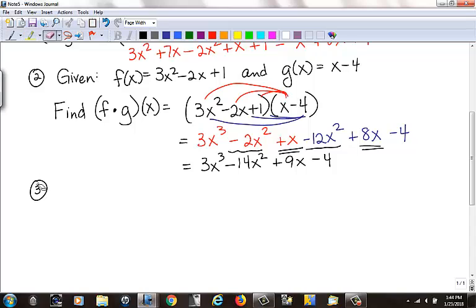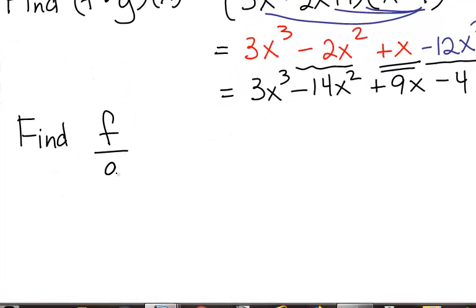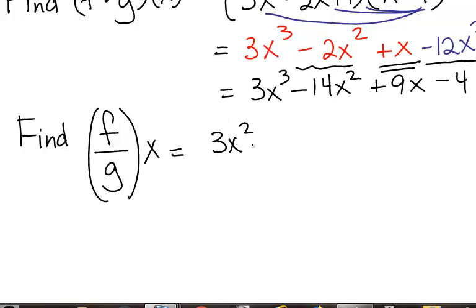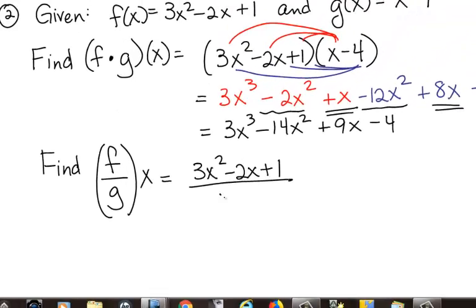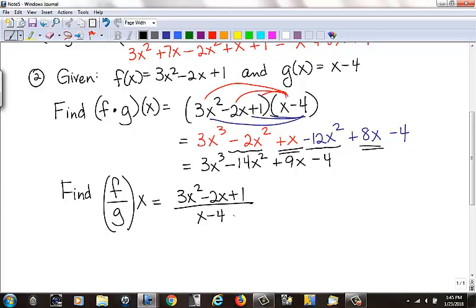Okay, and then the last one, sorry, this isn't a new number. They do another operation. They ask you to find f divided by g of x. So the f function would be 3x squared minus 2x plus 1, and it's all over x minus 4. And I will tell you, I looked at that. I'm not sure why, but the author does not divide it out. And normally we would by synthetic or long division, but the author does not divide it out.